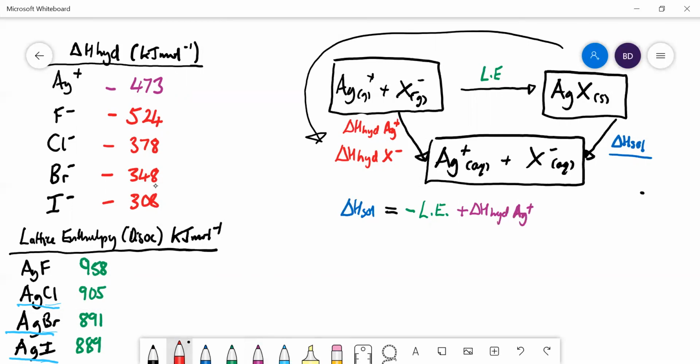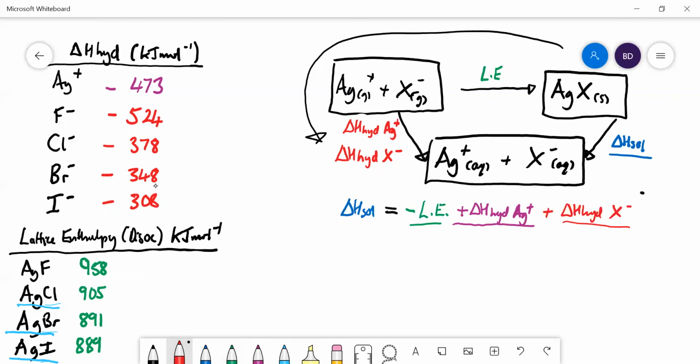And it's going to be plus delta H hyd of whichever halide ion, I'll call that X. Okay, so the size of delta H sol is not dependent on this, is it? Because this is the same for every single one. It's dependent on the lattice enthalpy, and it's dependent on the hydration of X. So the size of it depends on that.